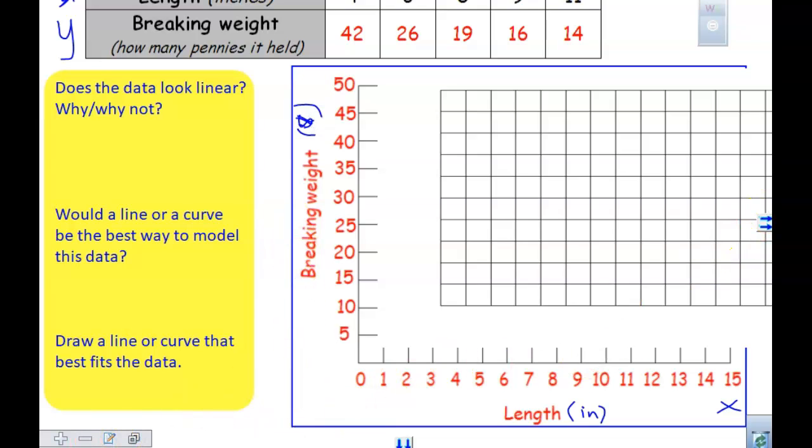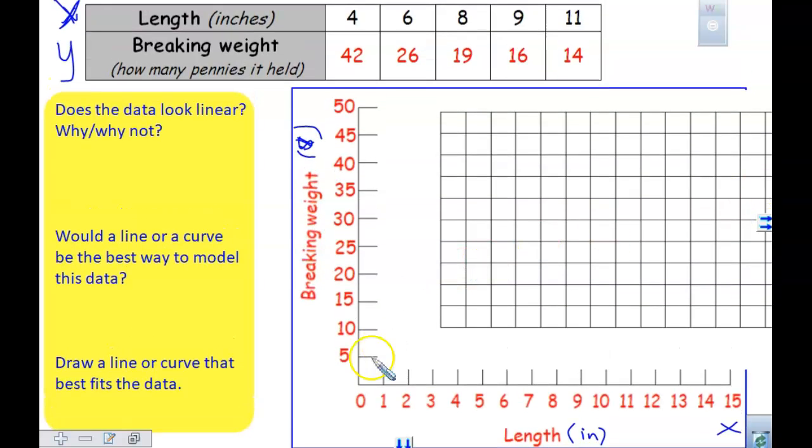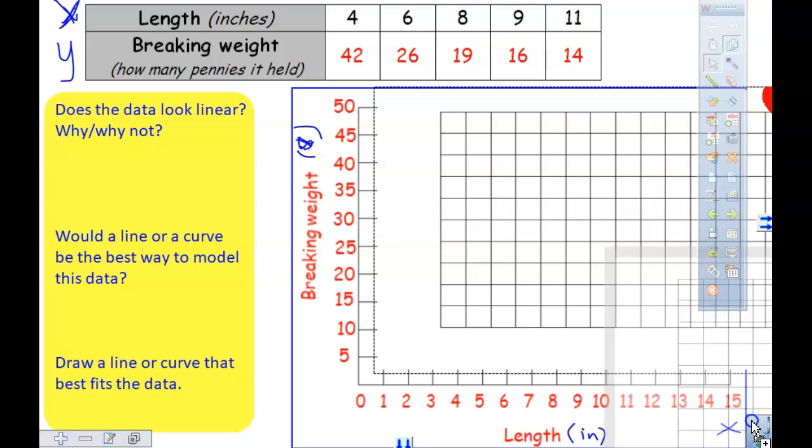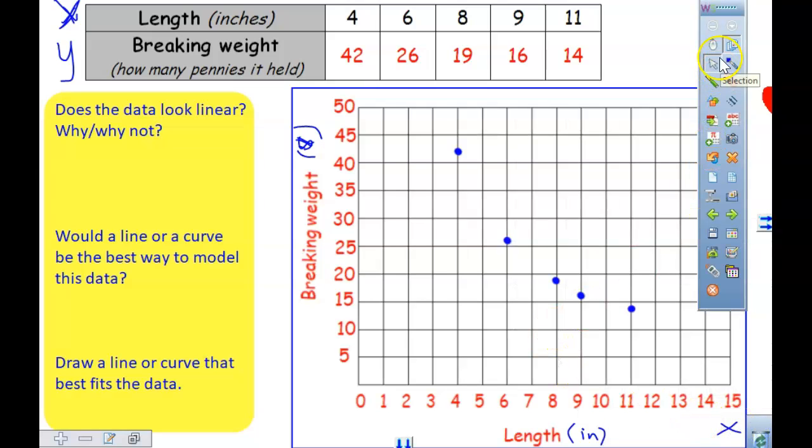And now I want you to plot those points. So at 4, go up to 42 and put a point. At 6, go to 26. At 8, go to 19. 9, go to 16. 11, go to 14. Looking at your graph, what were you guys thinking? Linear or non-linear? Definitely kind of non-linear again, right?